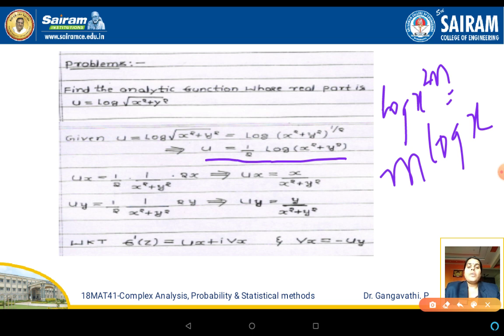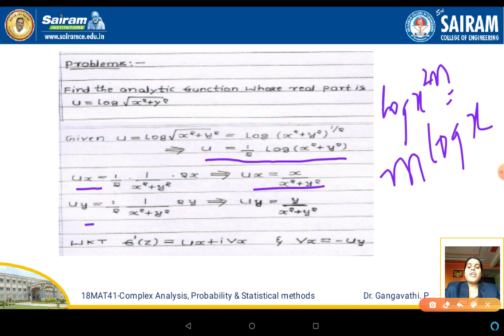Now, since u has been given, it is our duty, according to the working rule, to find the derivatives of u with respect to x and y. So find ux. Ux is differentiation of u partially with respect to x. So it is half into 1 by x square plus y square. Differentiation of log of x square plus y square is 1 by x square plus y square, and differentiation of the denominator is 2x, because differentiation is done with respect to x. So when we simplify, we get ux is equal to x divided by x square plus y square.